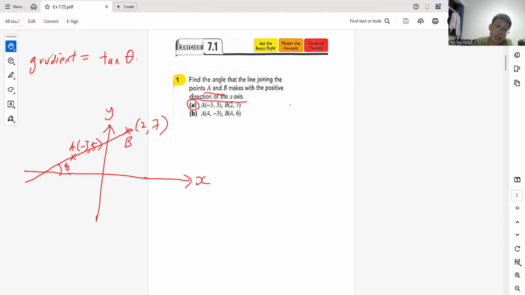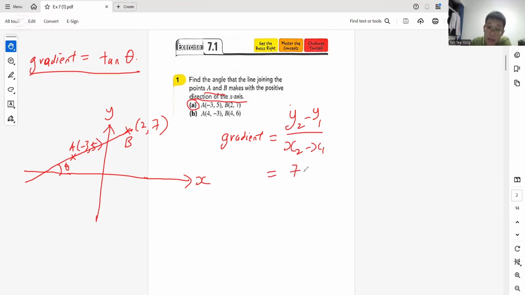First things first, because gradient equals tangent theta, we of course need to find out what the gradient is. So how to find the gradient? Gradient is equal to this formula: y2 minus y1 over x2 minus x1, which equals 7 minus 5 over 2 minus -3, and this will give us 2 over 5. Therefore, tangent theta equals 2 over 5, which will allow us to find theta. So theta equals tangent inverse 2 over 5.